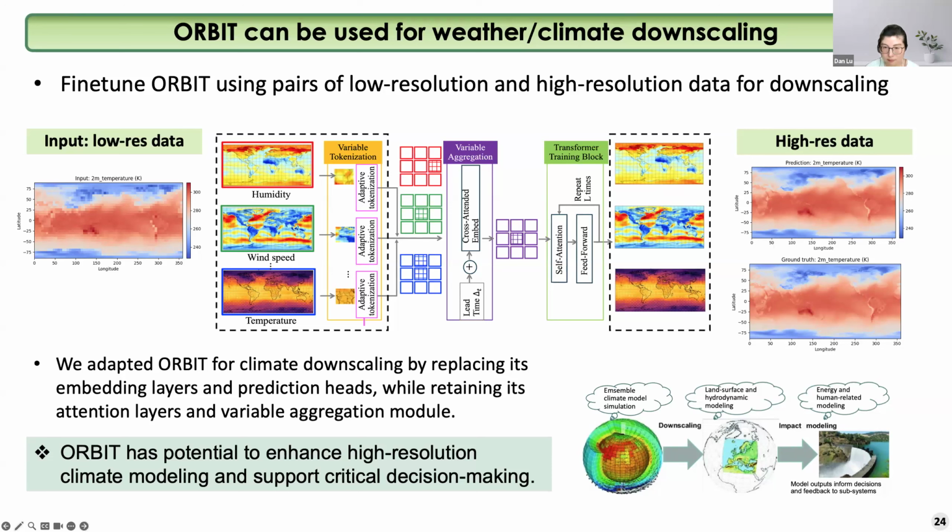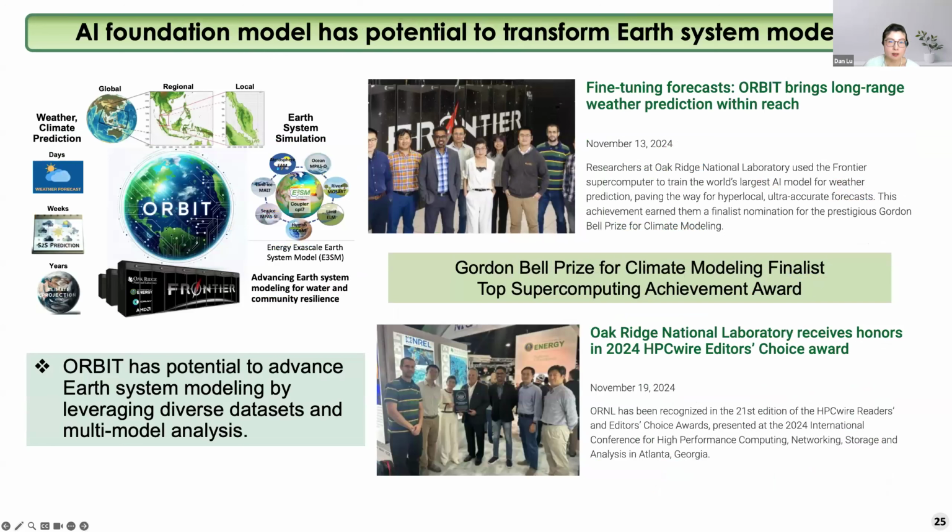The development of Orbit has earned recognition as a Gordon Bell Prize for Climate Modeling finalist and won the Top Supercomputing Achievement Award, highlighting its impact in advancing AI-driven Earth system modeling. And this work is still ongoing.